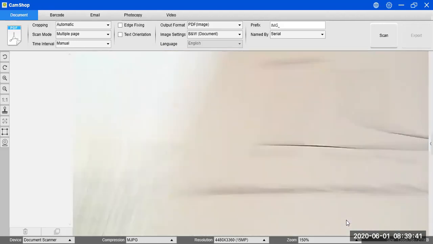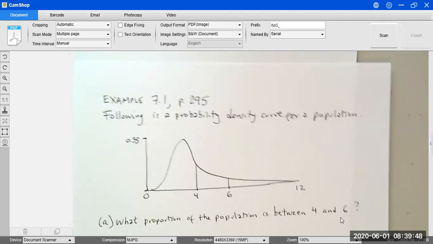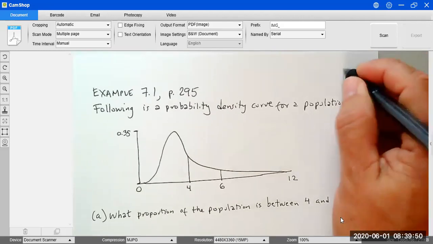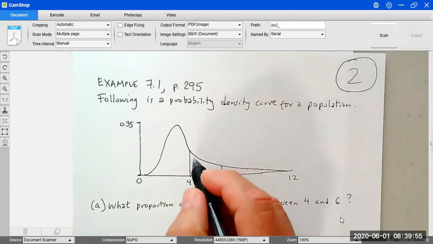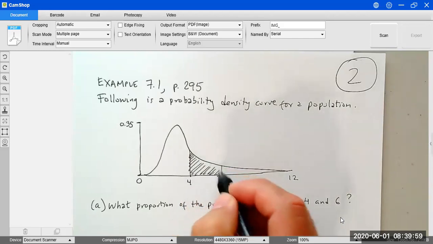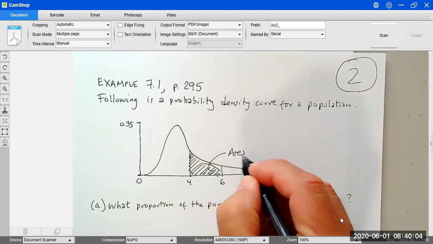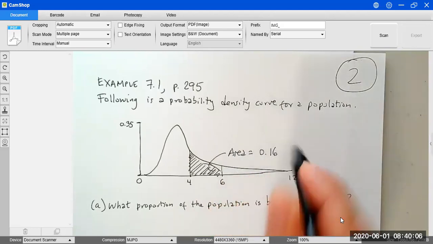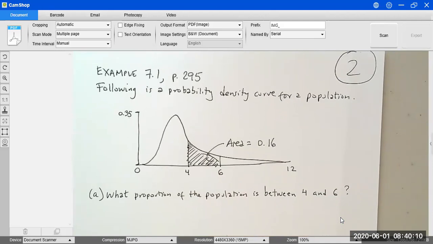So we have example 7.1 here written for you, for your notes. So this is on page 295. So I have my probability density curve in this way. So your book says that this area is 0.16. So the first question, what proportion of the population is between 4 and 6?